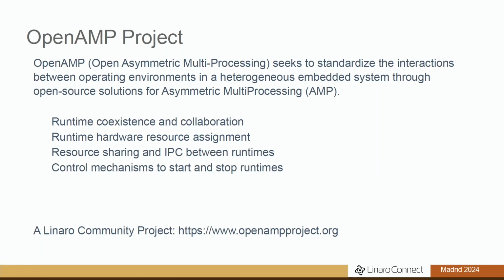So two things to mention. One is the OpenAMP project, which is a Linaro community project. It is designed to fix some of the problems I've talked about and to provide a standard mechanism for some of these things in terms of allocation of resources, how they're shared, how you work out the communications, how you start and stop the runtimes. Again, under the hood, it's mostly using remoteproc and RPMsg, and so at one level it's limited by what's there already for those things.